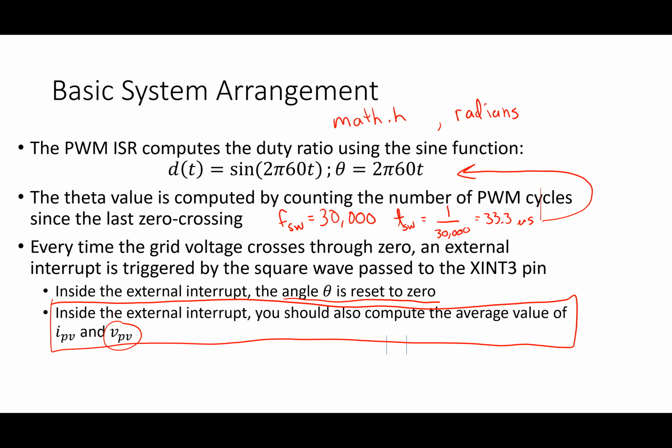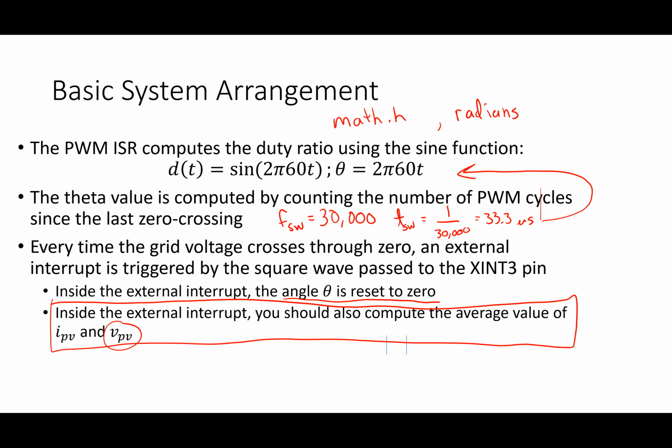So I've talked before about how you would do that, right? If I know how many samples I have recorded since the last external interrupt, it's easy for me to just sum all the samples that I've gotten since the last external interrupt and divide by the number of samples.